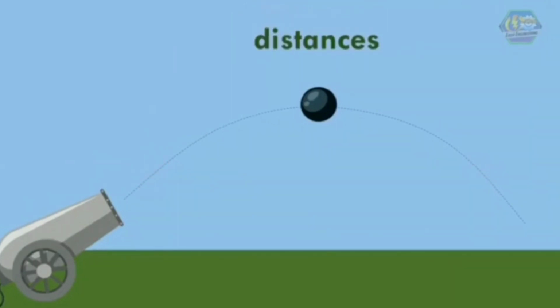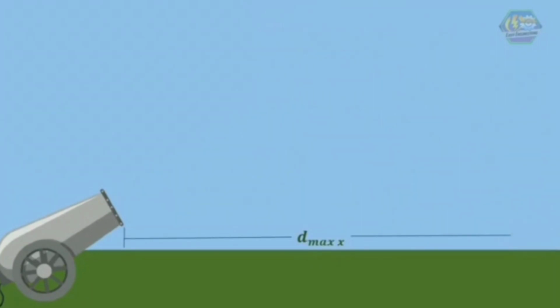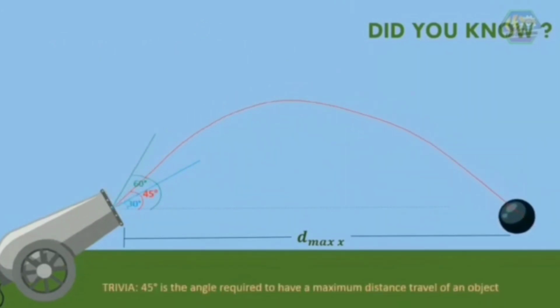Lastly, for distances, there are only two distances which we should give attention to. These are the maximum height, when the cannonball's velocity along the y direction is zero, and the distance traveled by the cannonball during its flight. Before we end, let me leave you with this trivia. Did you know that in projectile motion, to have a maximum distance traveled by an object, it should be fired at a 45-degree angle? That is all for now.